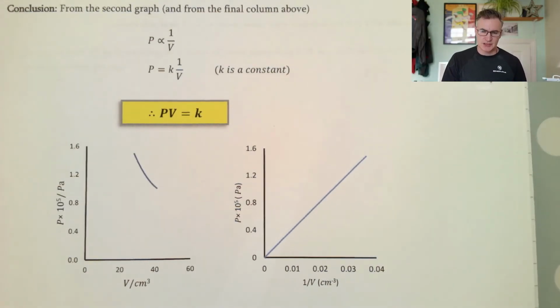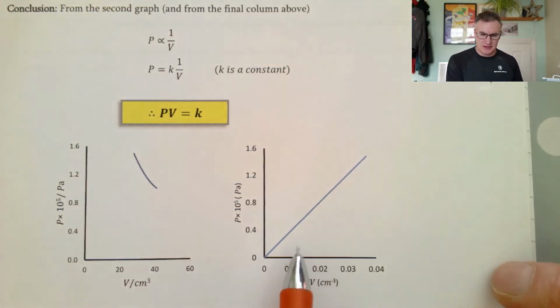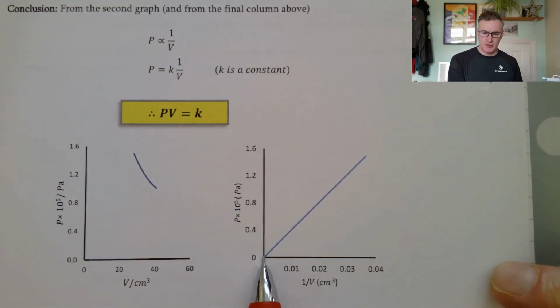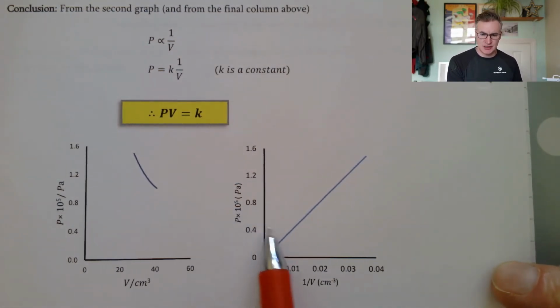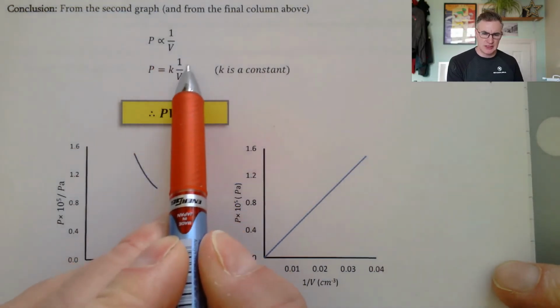The easiest way to show this is using the course notes. Here's our original graph, and then the manipulated graph with 1 over volume. We have a directly proportional relationship. The line of best fit passes through the origin. From this, what we can say is that pressure is directly proportional to 1 over volume, which would be written as this.